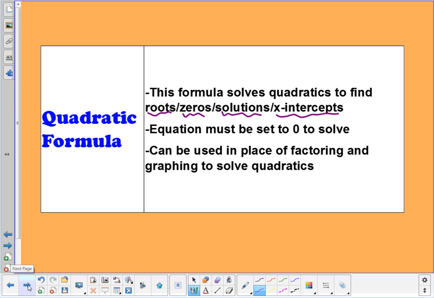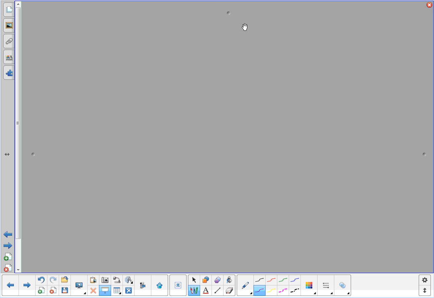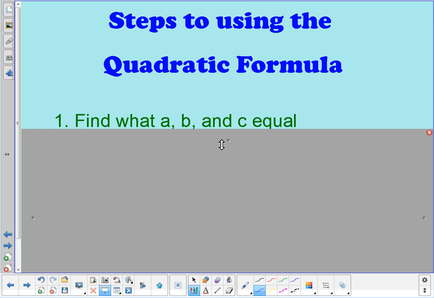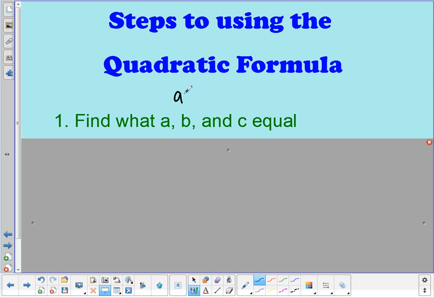Let's talk about some steps. The steps to using the quadratic formula. First of all, we need to figure out what a, b, and c are. If I'm going to plug a, b, and c into that formula, I need to know where they come from. If you don't remember, think back to notes 1 of unit 5. Our quadratic equation looked like ax squared plus bx plus c. That's the standard form of a quadratic equation. So your a is always with the x squared term, your b is always with the x term, and the c is always the constant.